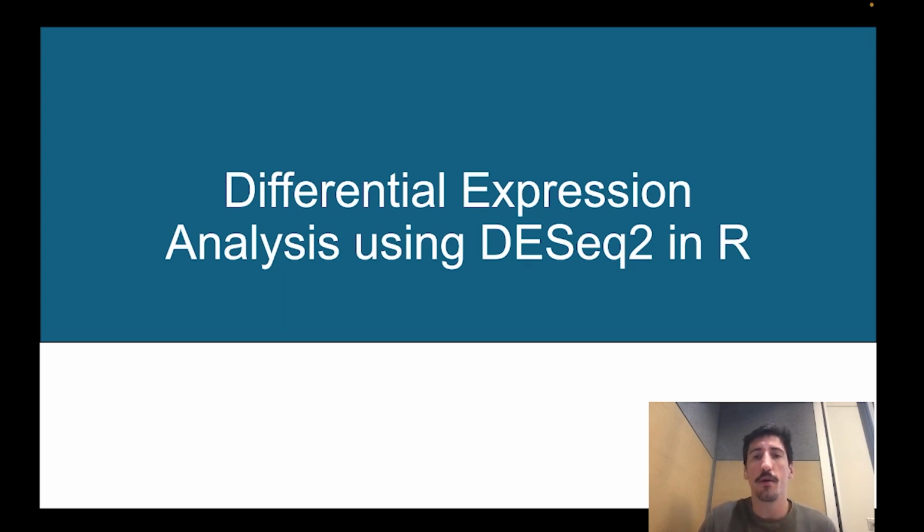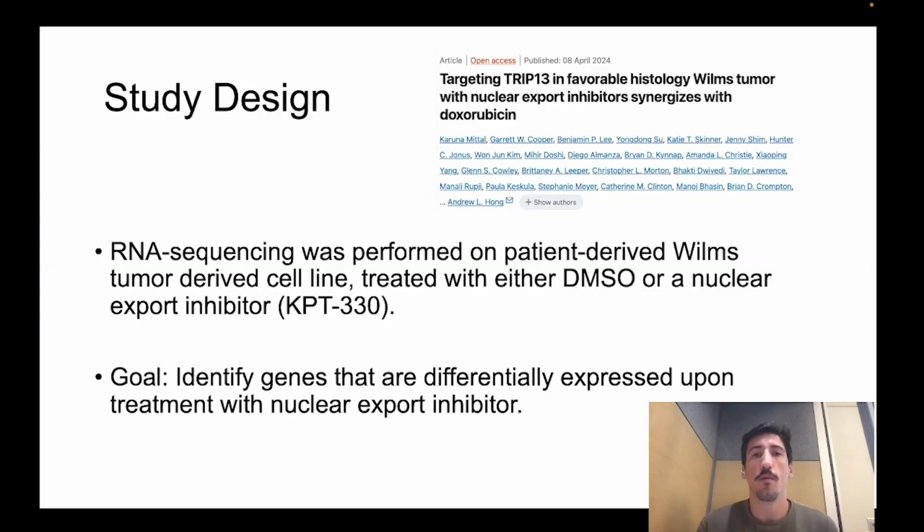But today we'll be using DESeq2 to perform this analysis, and the data that we will be using comes from a paper I was a co-author on that was published about a year ago. In this paper, we had taken a Wilms tumor patient-derived cell line and treated it with either a negative control, DMSO, or the experimental condition, the nuclear export inhibitor called KPT330.